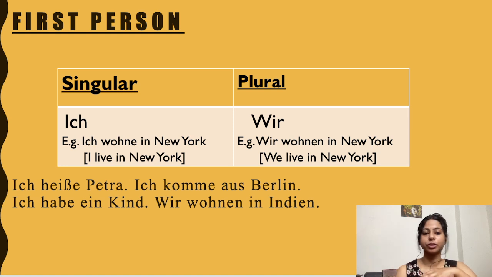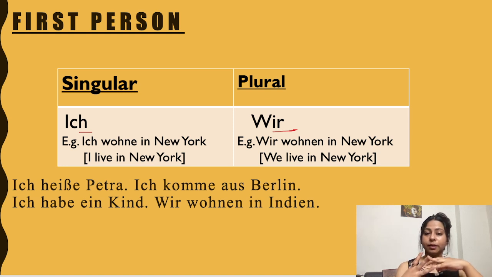So let's look at first person. First set of pronouns in first person. So in singular it is ich, and in plural it's wir. So why ich? Here we are talking about just one person. I'm talking about just myself. Wir, here I'm talking about ourselves.